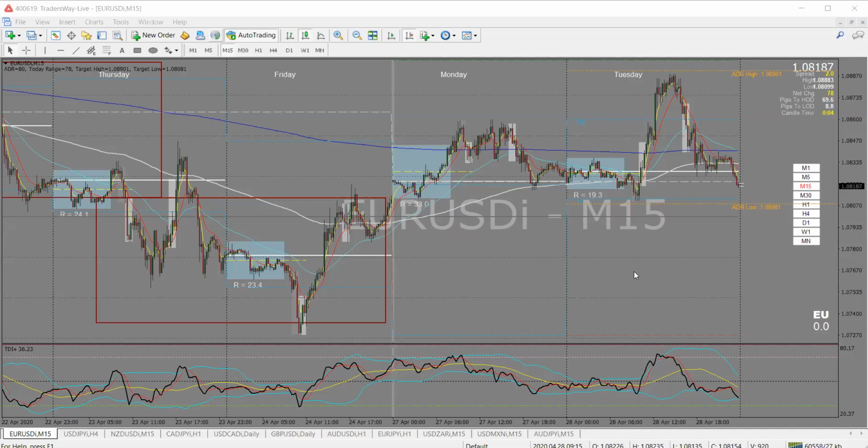But the setups for those pairs come even before we go into the Asian session of the next day. If you want to see, on the Australian dollar I've got a buying setup, you see the setup towards the end of the day. They actually give you a buy setup, then they move in Asia.